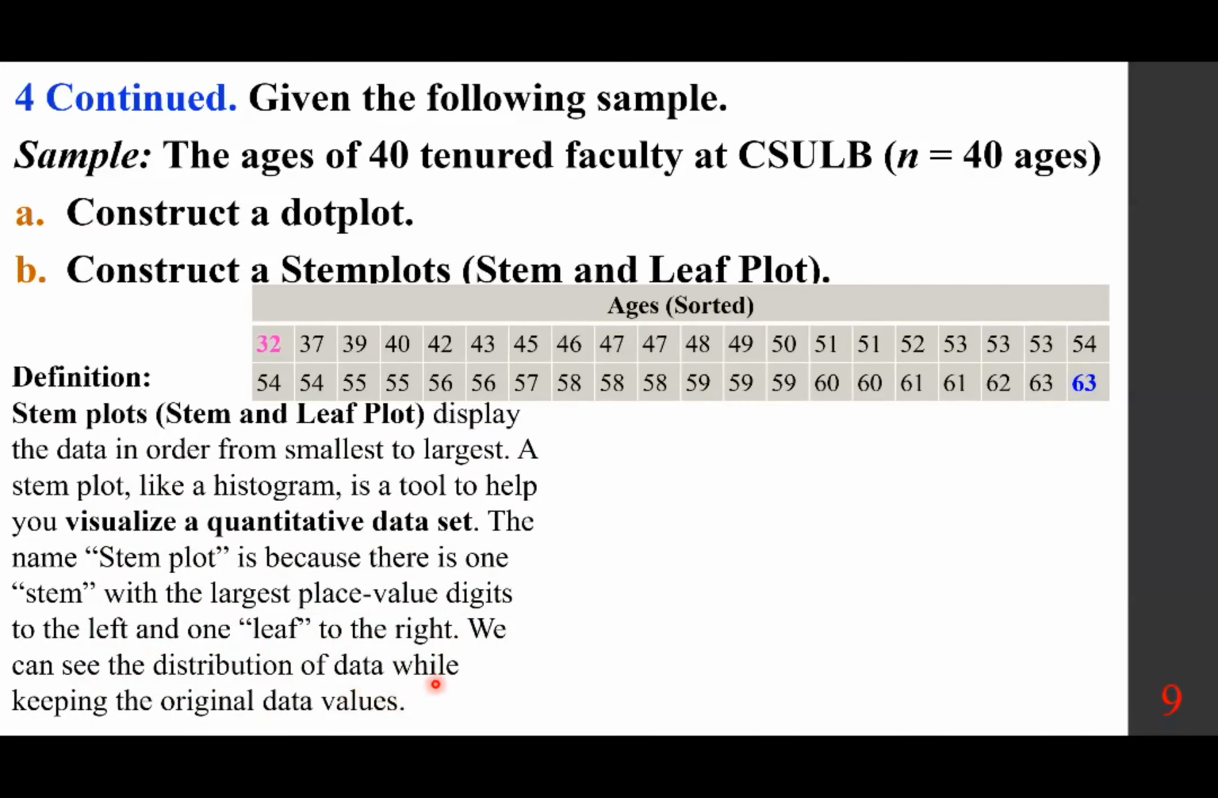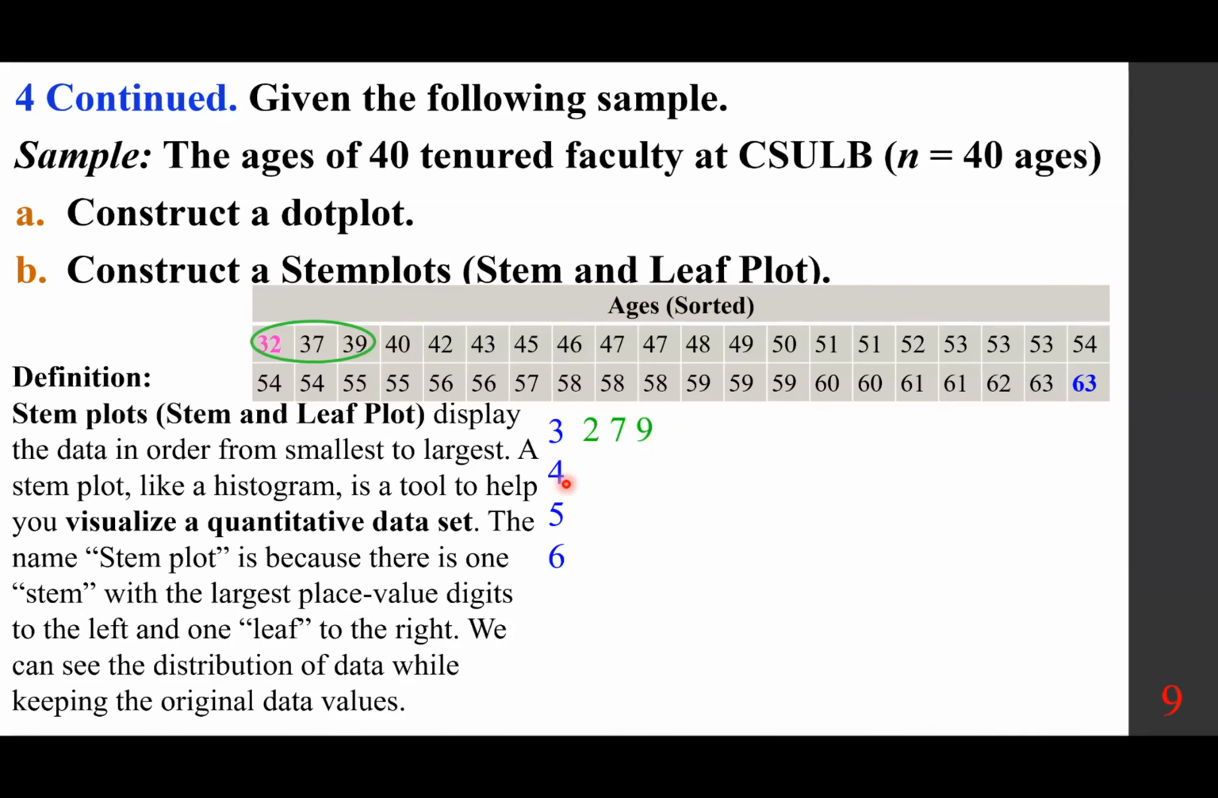Excellent. So when we look at the numbers, we see that we go from 30s to 60s. So we are going to write 3, 4, 5, 6, the tens digits. Now in front of 3, I'm going to put 2, 7, 9, because that's all I have. So if I were to read this, I would read 32, 37, 39. That's how I would read it.